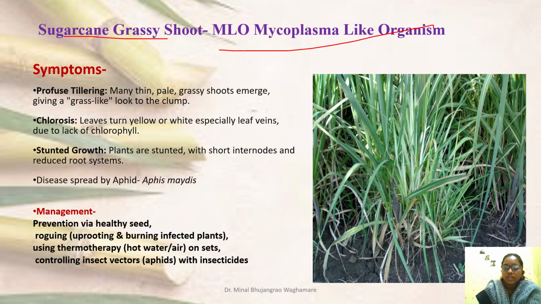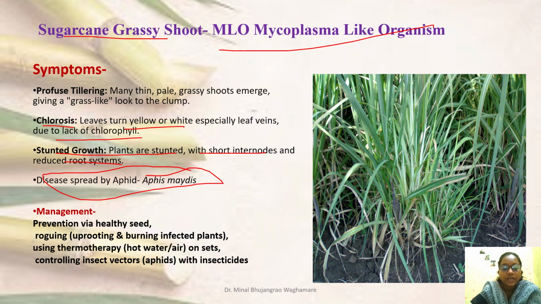Eventually the leaf shows chlorosis, that is lack of chlorophyll, and leaves turn yellowish in color. Ultimately chlorophyll is lost. Due to this, proper photosynthesis does not happen inside the plant and leads to stunted growth, with short internodes and a reduced root system. One more point is that this disease is transferred by the vector, that is aphid.